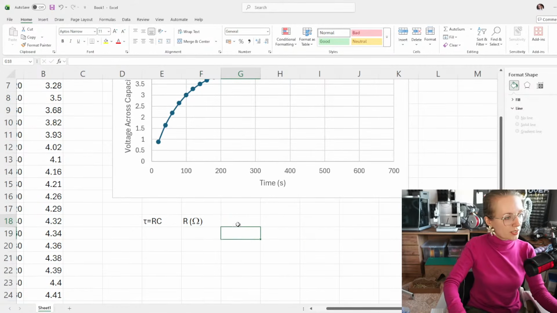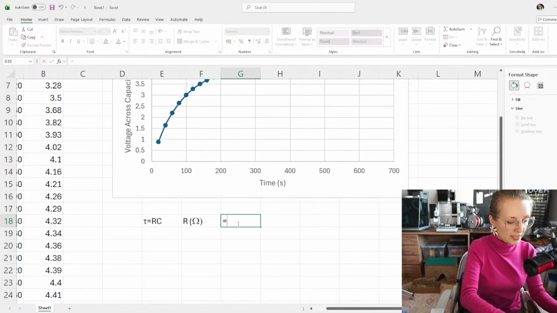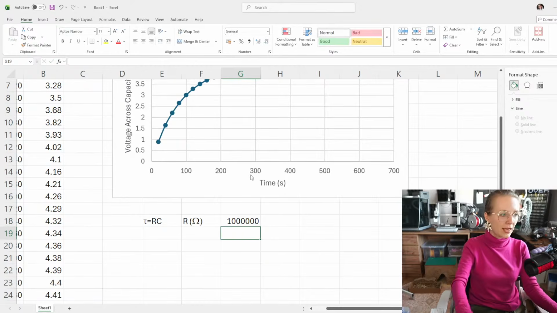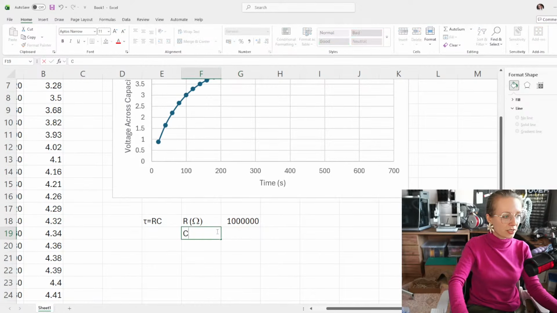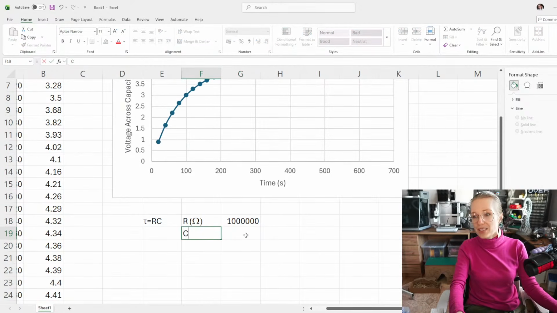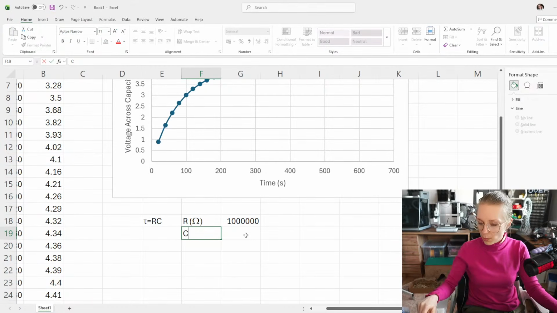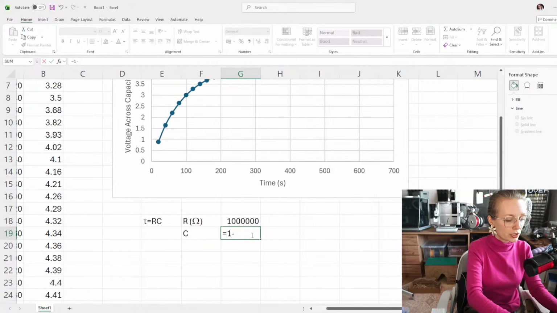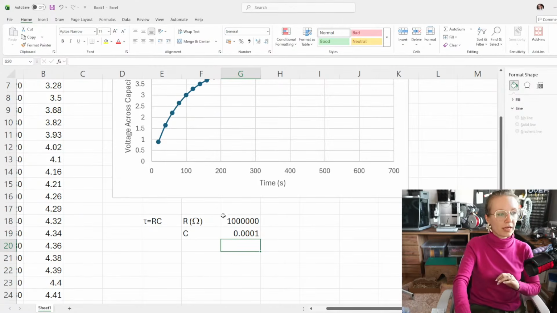So our resistance is 1 megaohm, so that's equal to 10 to the power of 6. And our capacitor... Now we don't have a capacitance measurement device. They're quite expensive actually to get. But we're just going to take the word for it. That is 100 microfarad, so 100 by 10 to the power of -6.